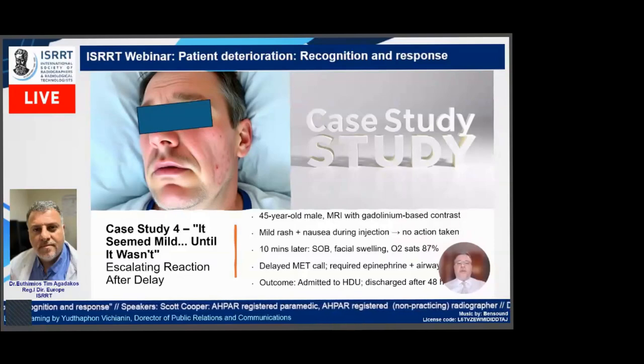He was treated with epinephrine, antihistamines, and required temporary airway support. He was admitted to the higher dependency unit and discharged 2 days later. This scenario highlights a key point. Mild symptoms can evolve quickly. We must treat every reaction seriously and never assume that it was just anxiety or stress, just nerves.